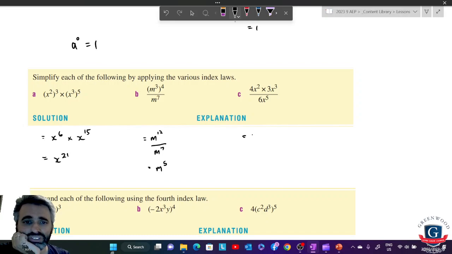Multiply the coefficients together, we'll get 12. Multiply the variables together, we'll get x to the power of 5, divided by 6x to the power of 5. 12 on 6 is 2, x to the 5 on x to the 5 is 1. That's simply going to be 2.